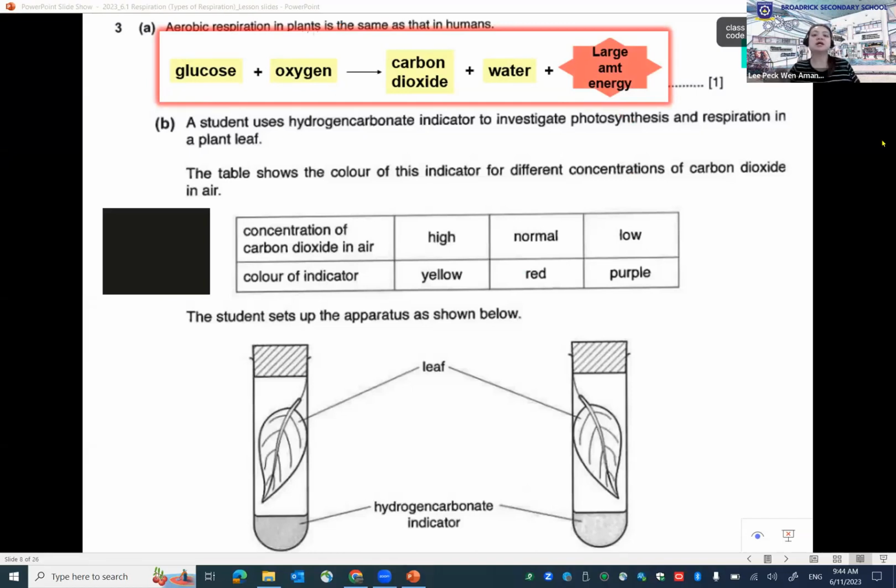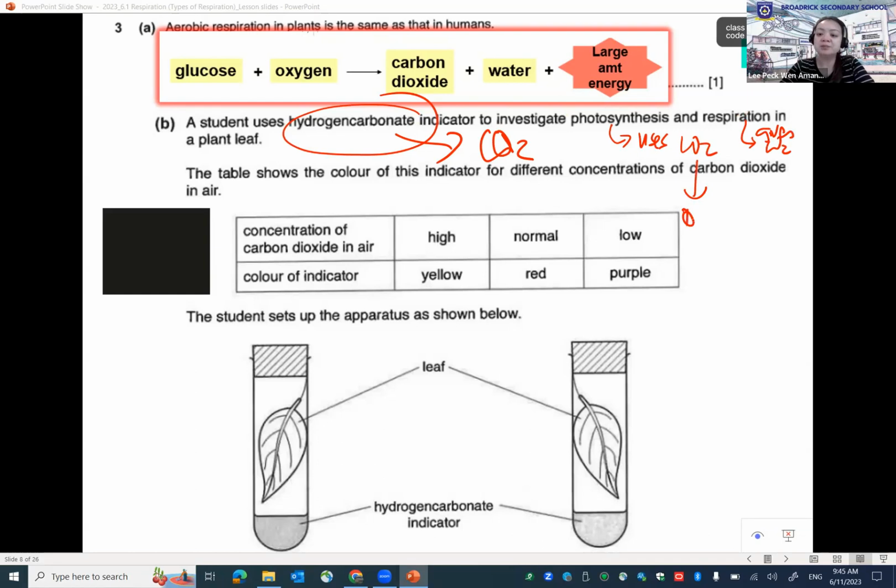Okay, a student uses hydrogencarbonate indicator. Hydrogencarbonate indicator, remember, is to test for the presence of CO2 in terms of the varied CO2 concentrations. Okay, so how different the CO2 concentrations actually are. So they are trying to investigate photosynthesis and respiration. Now, what some of you all need to take note of is that photosynthesis uses CO2, whereas respiration gives out CO2. So you're always talking about intake of CO2 in the plant, and output. That means giving out of CO2.